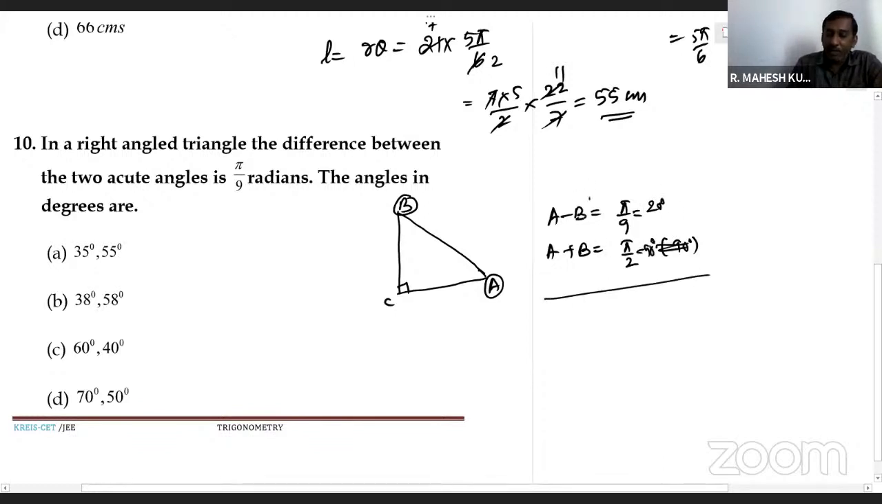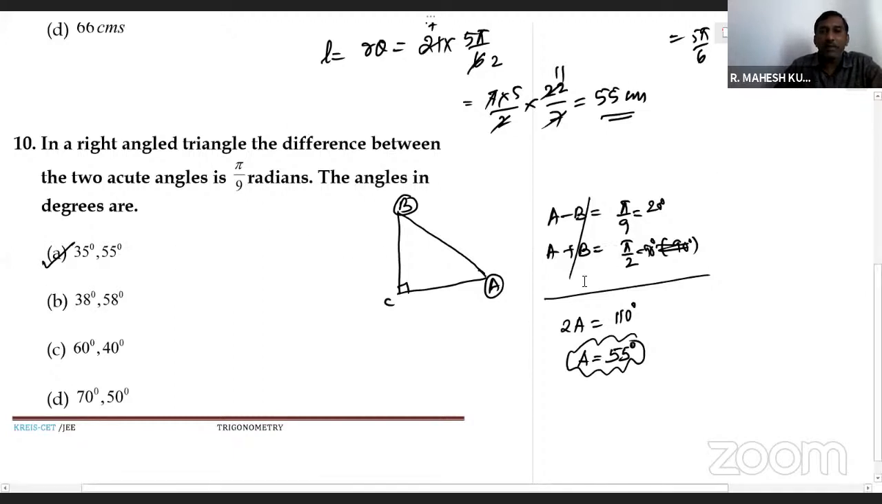Add these two. B cancels with B. 2A is equal to 110 degrees. So if 2A is 110 degrees, A is going to be 110 degrees divided by 2. It's going to be 55 degrees. See which answer has 55. Only in option A there is 55. So obviously it's going to be option A. That is going to be the right choice.